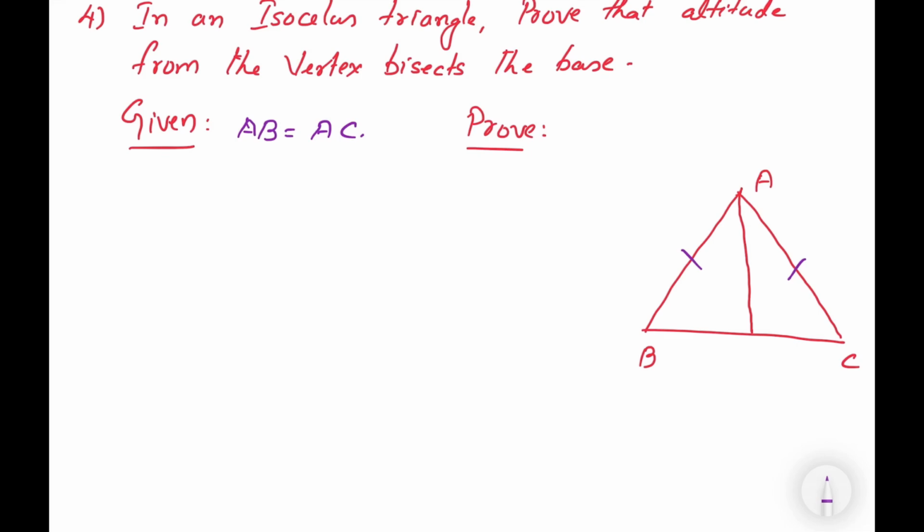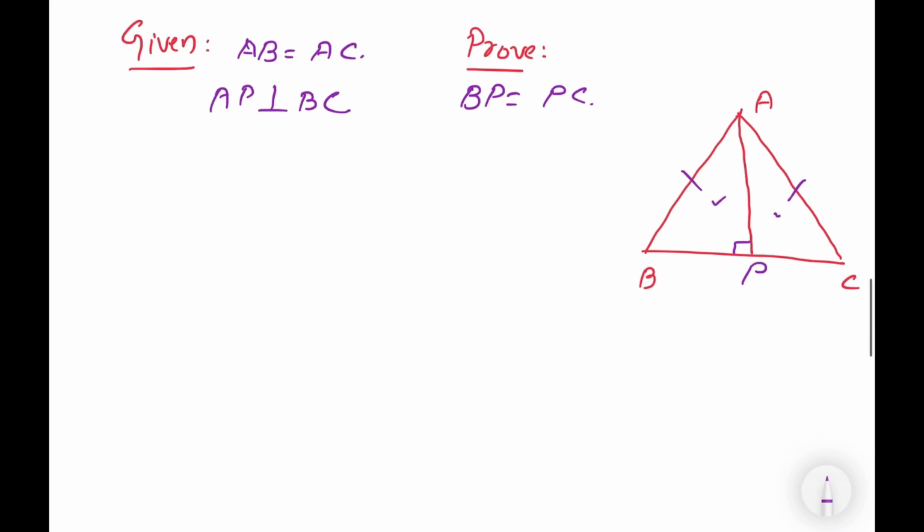So AB and AC are the sides, so BC is the base. So the altitude, AP, this is the altitude. So AP perpendicular to BC is also given. Now, you have to prove the altitude bisects the base. Bisecting means dividing into two equal parts. So base is BC. So this AP is dividing BC, which means you have to prove BP equal to PC. So, now we will consider these two triangles.